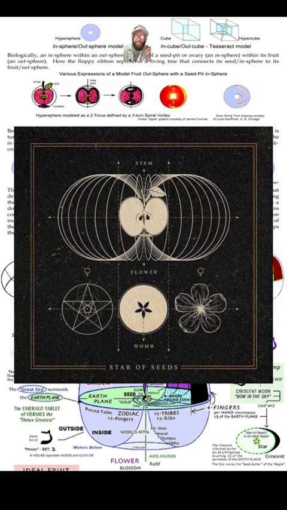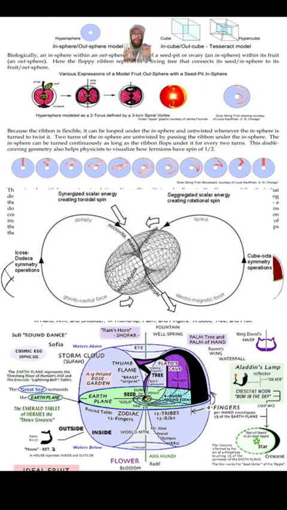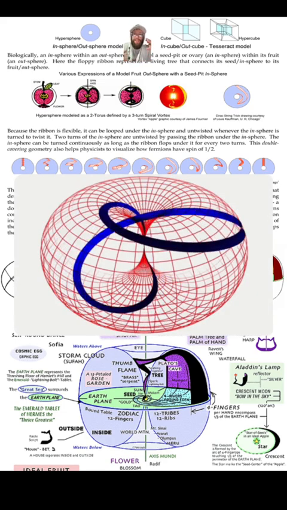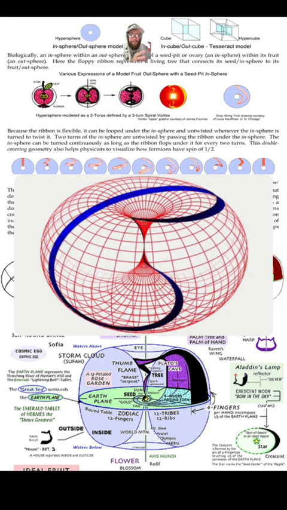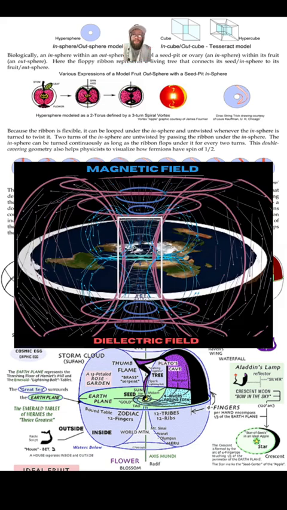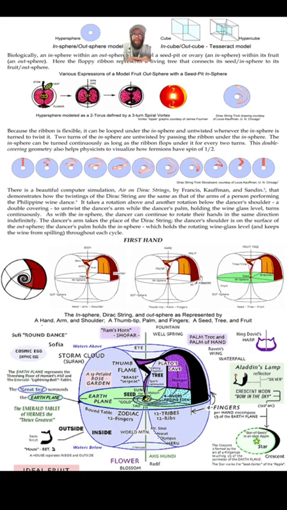This analogy illustrates how internal and external systems are interconnected, similar to how celestial mechanics might be envisioned on the geocentric model. So the Dirac string concept can be visualized using a floppy ribbon that connects the surface of an outer sphere to the surface of a concentric inner sphere. So imagine an outer sphere with the inner smaller sphere inside of it. Okay, this in-sphere/out sphere system represents a hypersphere, or a four-dimensional analog of a sphere.